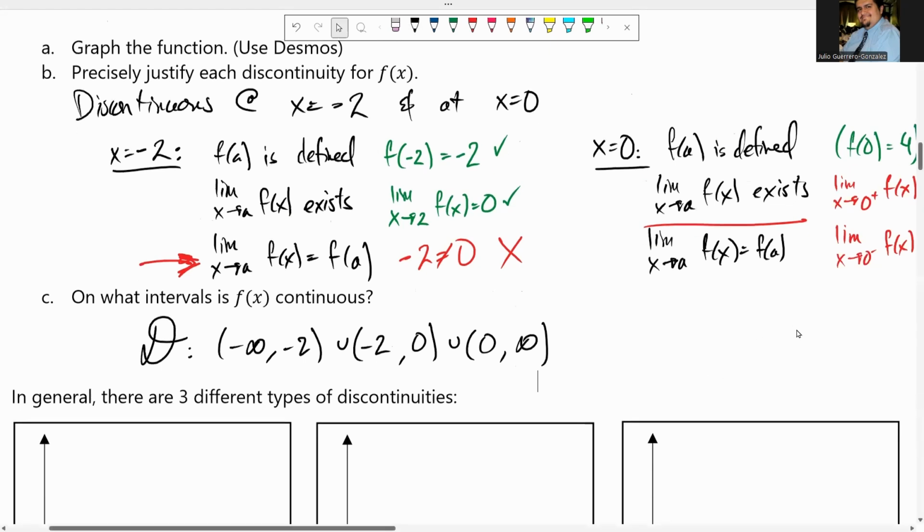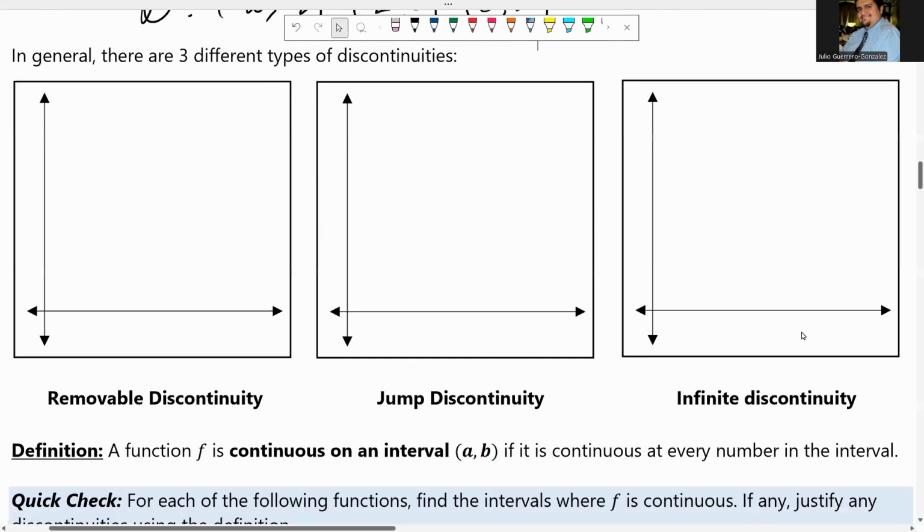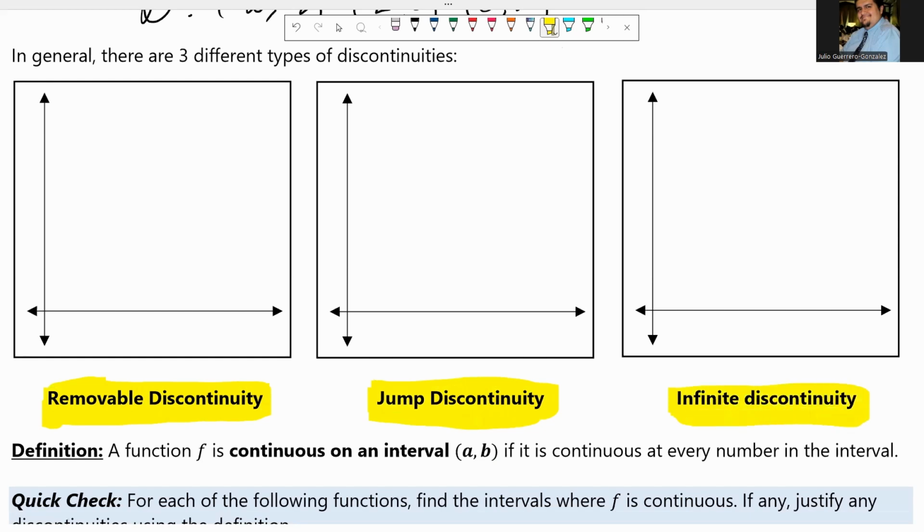Okay. In general, there are three types of discontinuities. There is, you've heard of this one before, a removable discontinuity. I'll cover that one in a second. We have what's called a jump discontinuity. And then we have infinite discontinuities. You've seen all three of these. We just haven't formally defined them using our calculus yet.